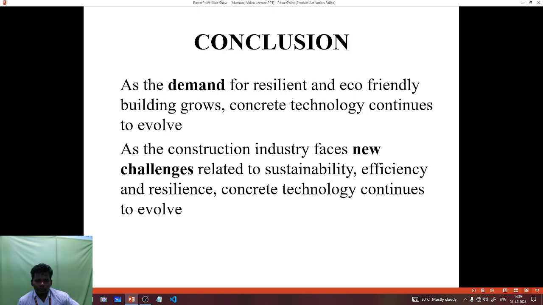And once again, the conclusion is: as demand for resilient and eco-friendly building grows, concrete technology continues to evolve. As the construction industry faces new challenges related to sustainability, efficiency and resilience, concrete technology continues to evolve.